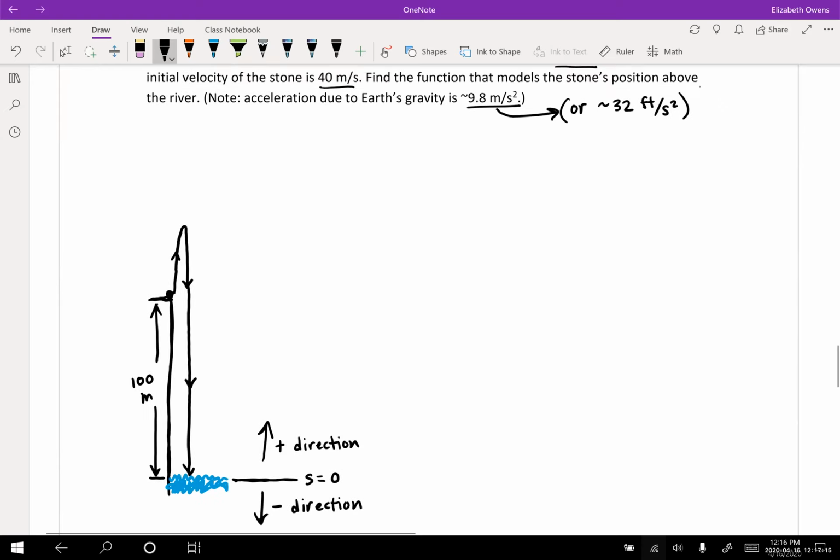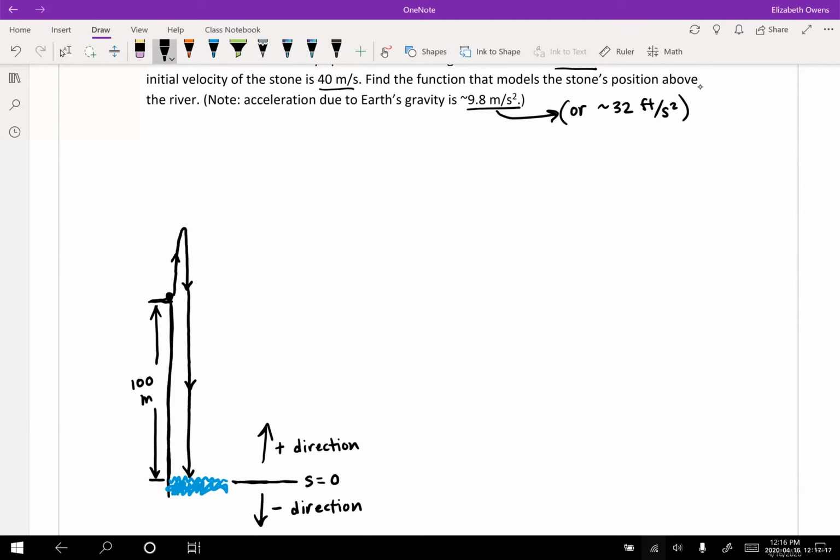So I would say here we are starting up at 100 meters. That's our position at time 0. So time t equals 0 is right here. s of 0 equals 100. Okay, let's write that down. Oops, not s of 100. s of 0 equals 100 meters. All right.